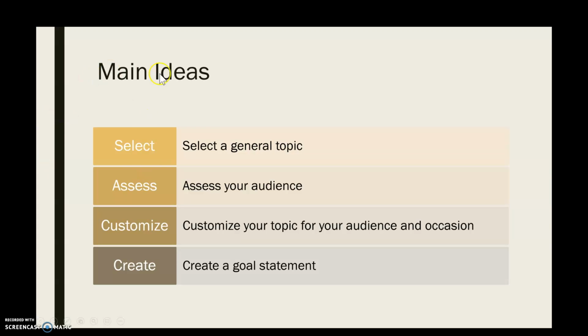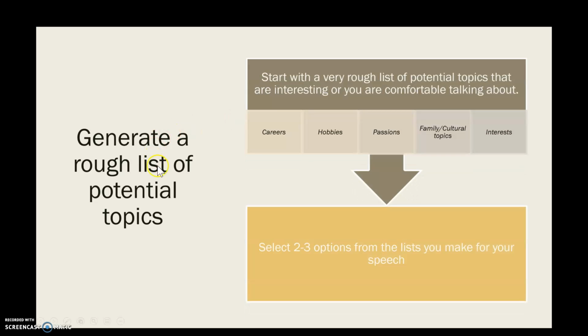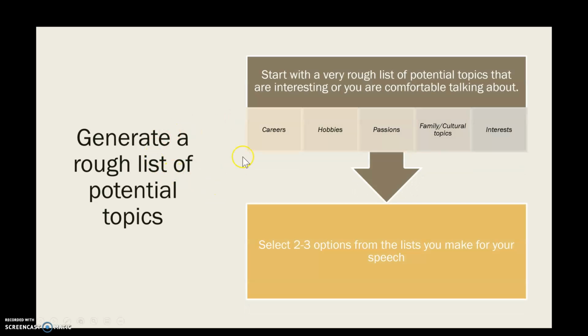And then the next step is to create a goal statement. A goal statement's really simple. I think I go into it on the next page, but no, I don't. But a goal statement is: my goal in the speech is to blank. So from there, you want to generate a rough list of potential topics. Just a very rough list of things that you're interested in or you're comfortable talking about. Some ideas might be careers, hobbies, passions, family or cultural topics, interests.